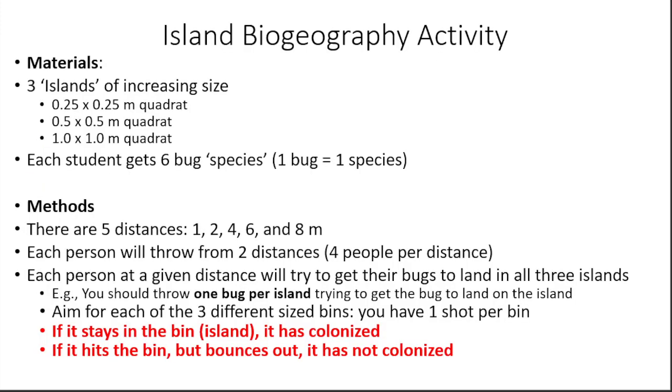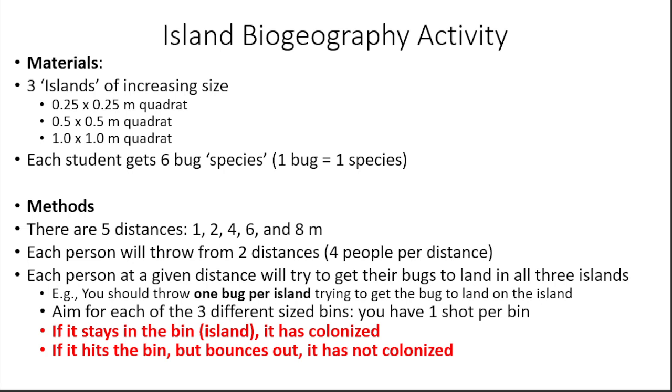So for lab today, the materials will be 3 islands, in quotations, of increasing size. We have a 0.25 by 0.25 meter quadrat, a 0.5 by 0.5 quadrat, and a 1 meter by 1 meter quadrat. Each student will get 6 bug species. You have little plastic bugs, and 1 bug equals 1 species.